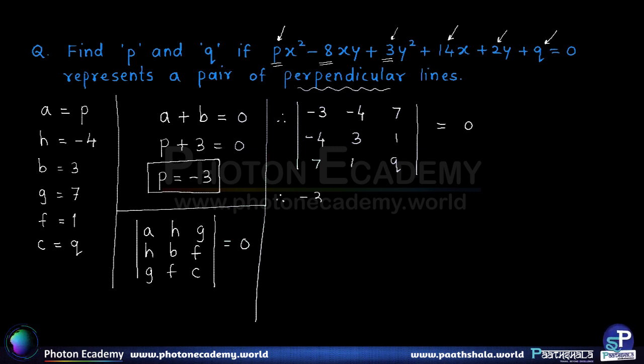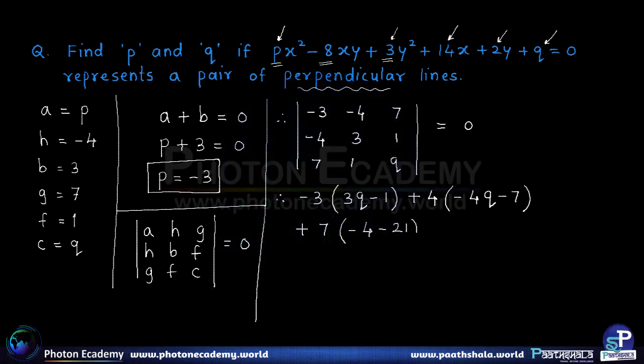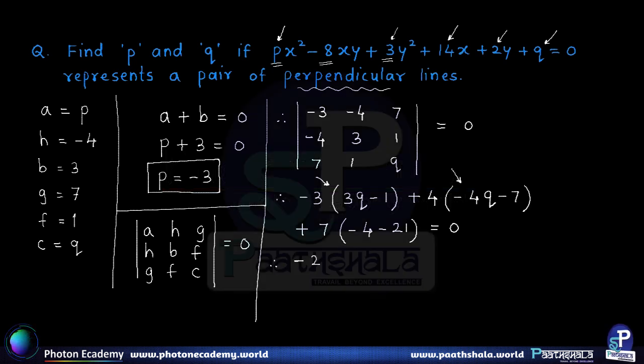So minus 3 into (3q minus 1), then we have plus 4 into (minus 4q minus 7), plus 7 into (minus 4 minus 21) is equal to 0. Right? Let us collect the q terms, that is here we will get minus 9 and minus 16, so that gives us minus 25q.